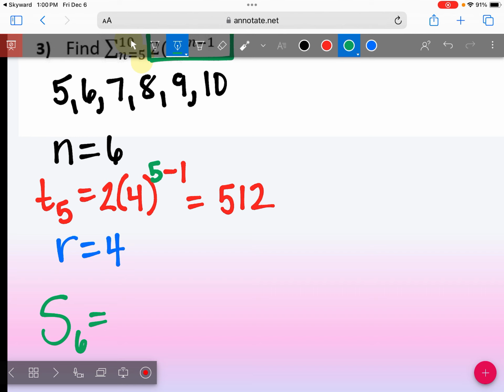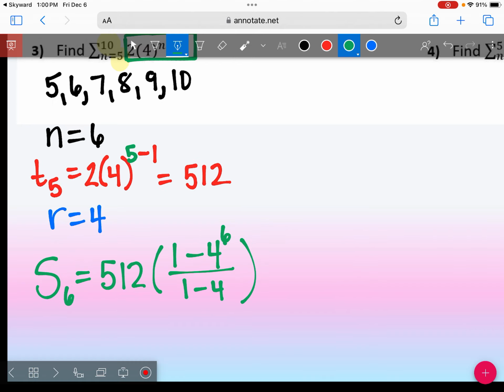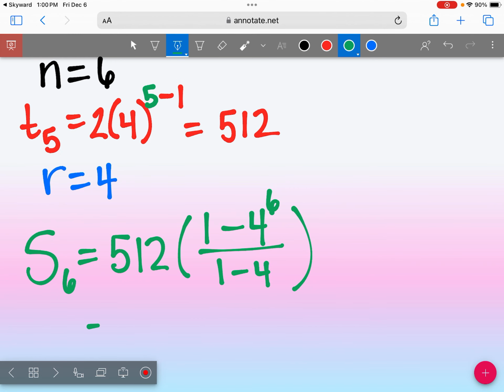It's going to be the 5th term, which is 512, multiplied by 1 minus r to the power of 6, because that's how many numbers I'm adding, over 1 minus r. So type that in your calculator just like that.